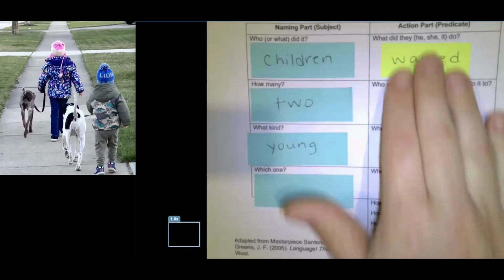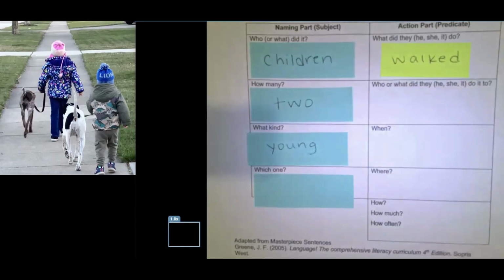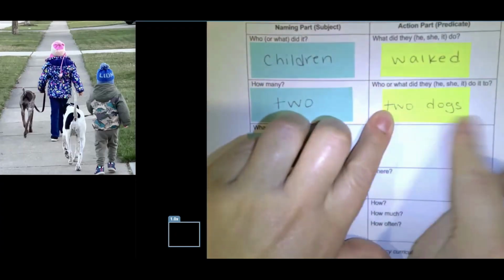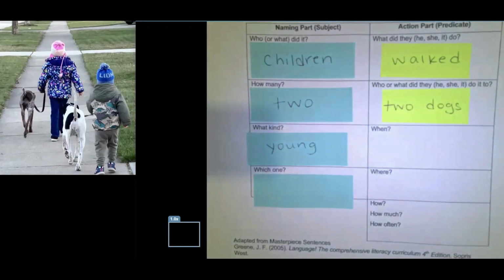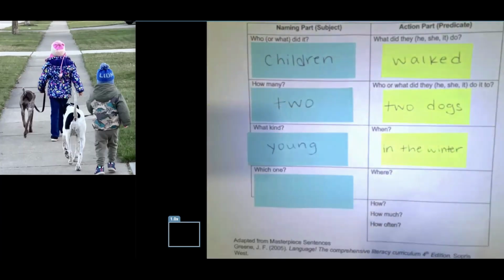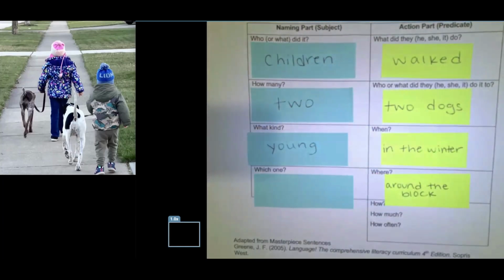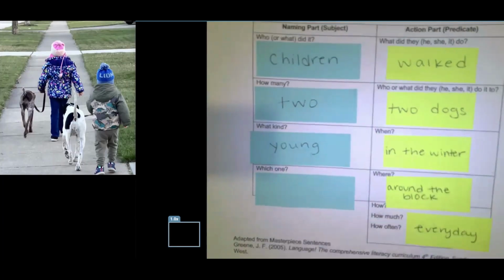So next, we are going to expand the predicate. Who or what did they do it to? So that would be the two dogs. So children walked two dogs. When did this happen? In the winter. And where did this happen? Around the block. And then you could ask how much, or how often, depending on the picture prompt. And I'm going to say that these kids walk the dogs every day.